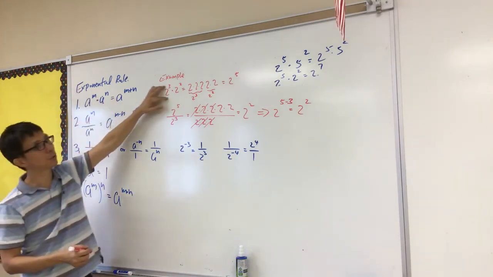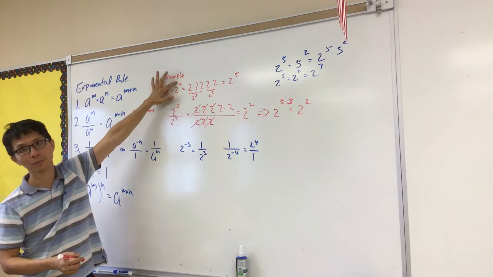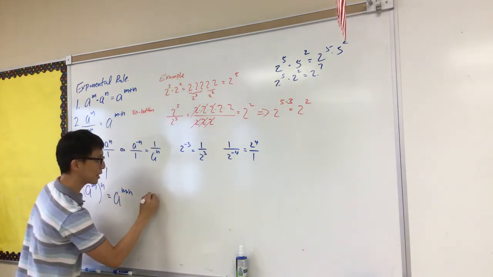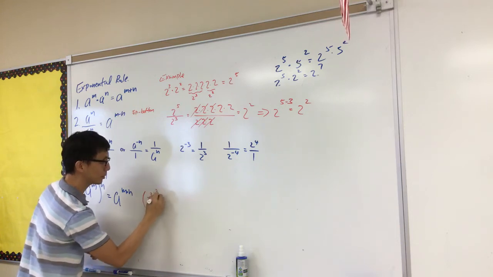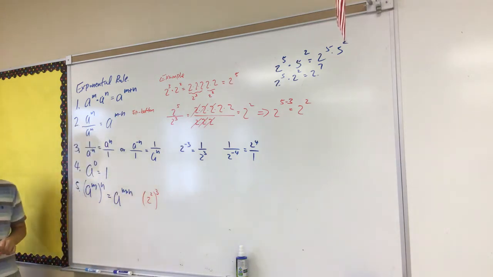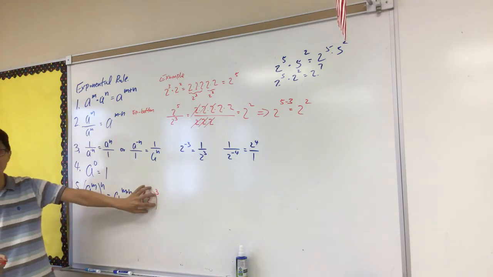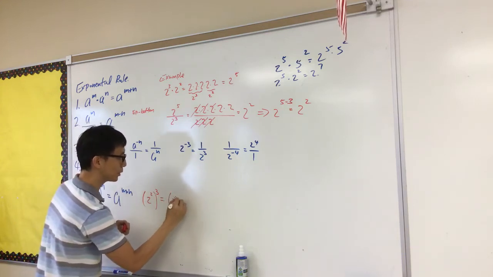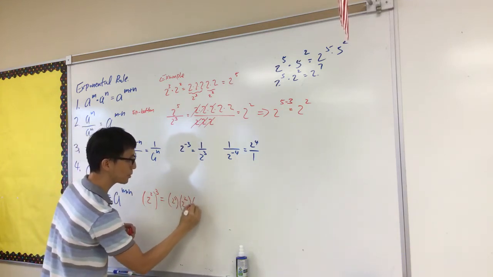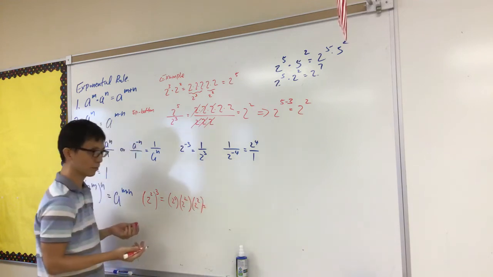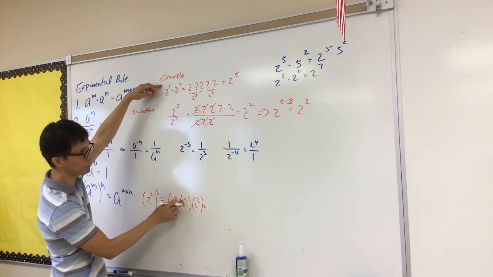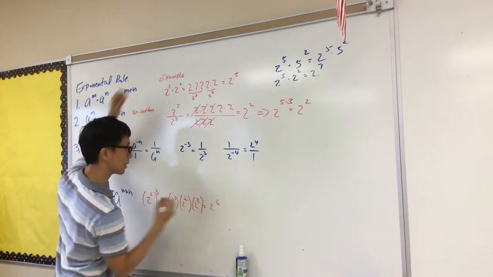This one's 2 to the 3rd power times 2 to the 2nd power. But this one says 2 to the 2nd power, to the 3rd. Like this. That means there's a parenthesis. Remember that the parenthesis rule applies. That's equal to 2 squared times 2 squared times 2 squared. That's equal to what? It becomes 2 plus 2 plus 2, which is 2 to the 6.